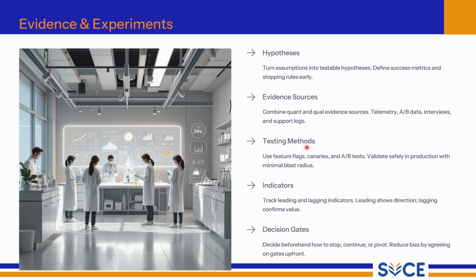Third one is testing method. Use feature flags, canaries and A/B tests. Validate safely in production with minimal blast radius. Test new ideas safely. Feature flags and canaries let us experiment without risking the old systems. So experiment safely, scale wisely.